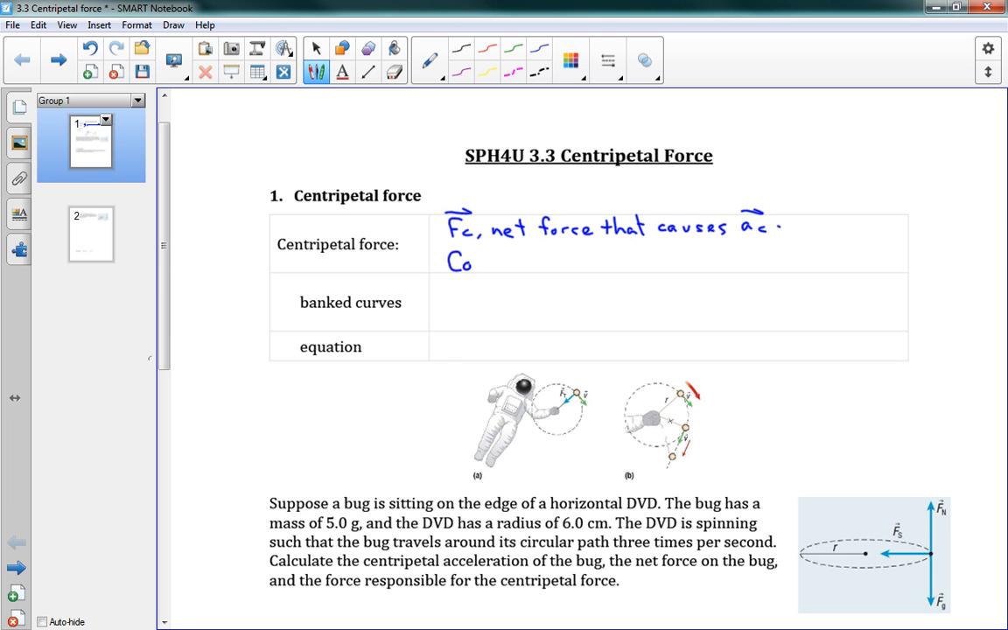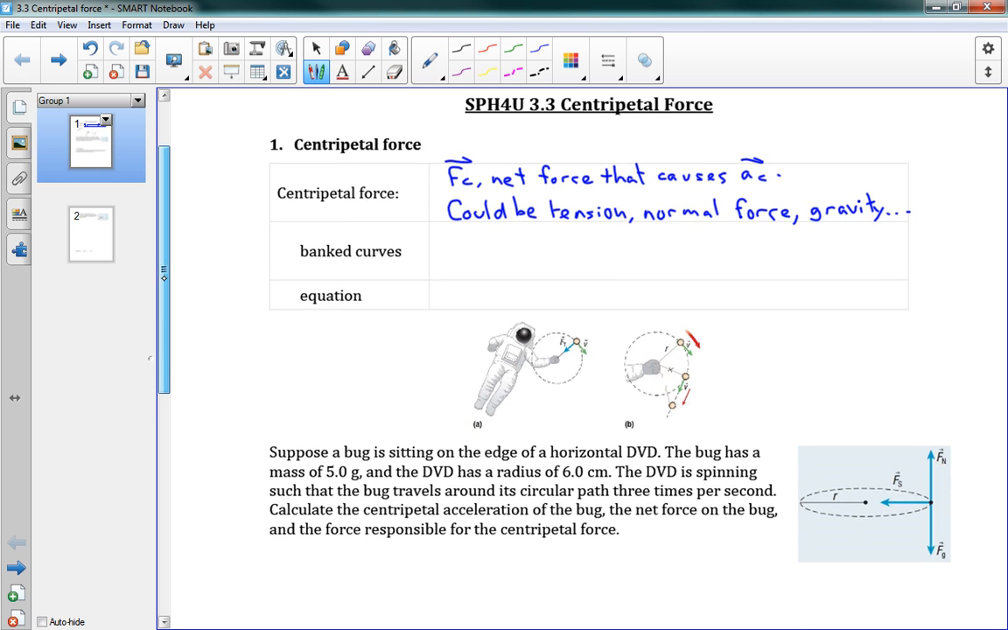It could be tension, it could be the normal force, it could be gravity, it could be some combination of those forces. The idea is that centripetal force can be caused by anything, but what it is, is a force that causes something to go around in a circle. So we can get that force from gravity or from tension, whatever it is.